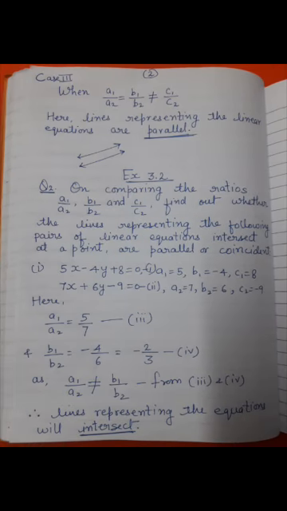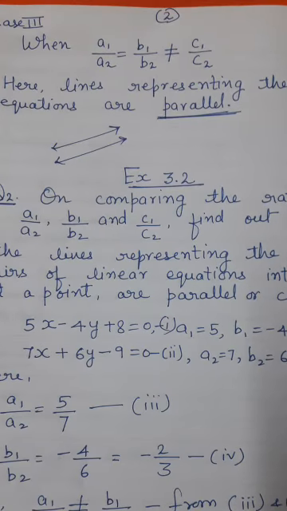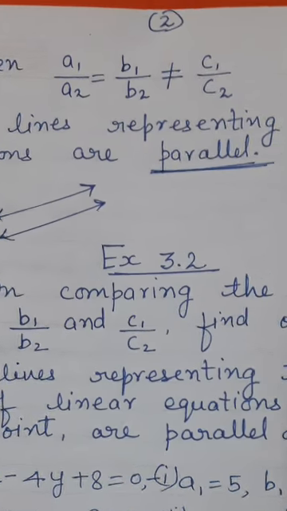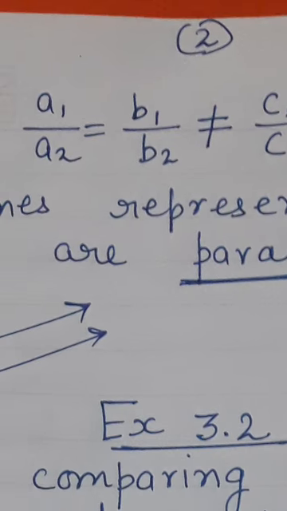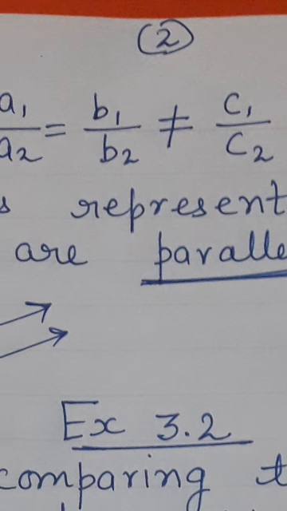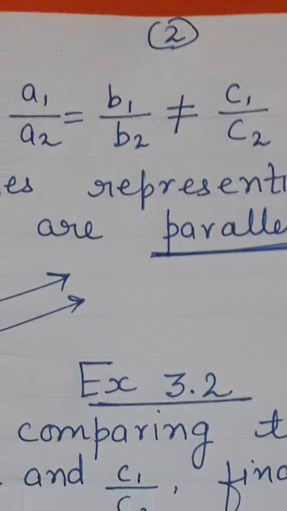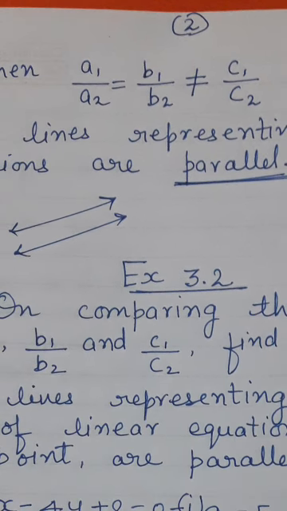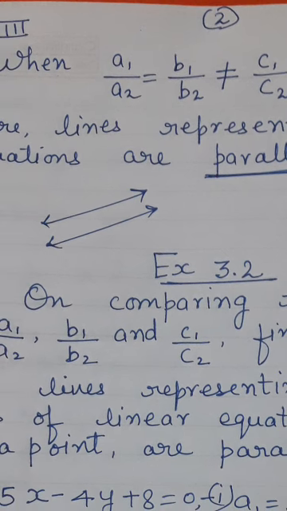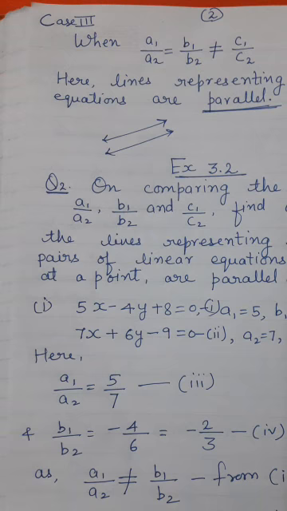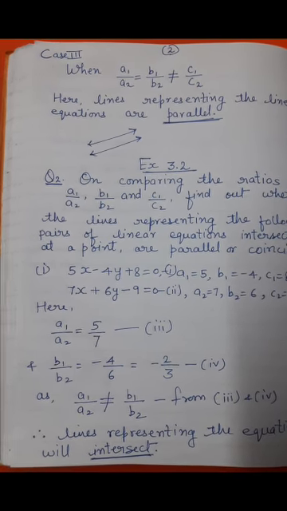Now after this, we come to the third case. The third case is when a1 by a2 is equal to b1 by b2 and it is not equal to c1 by c2. It means that the ratio of coefficients of x is equal to the ratio of coefficients of y, but it is not equal to the ratio of the constants. In this case, when we draw lines for the equations in a Cartesian plane, these lines will be parallel. Now see here, on the basis of this we will do question number 2 of exercise 3.2.